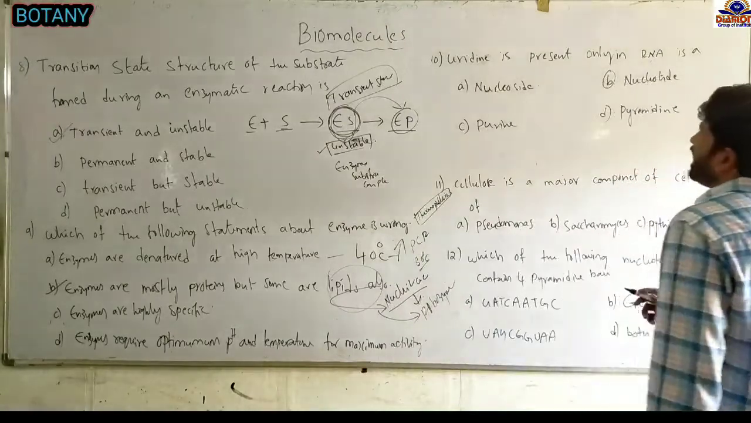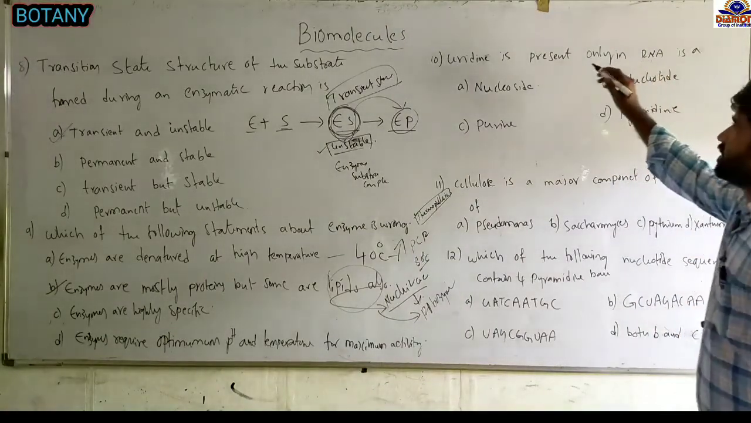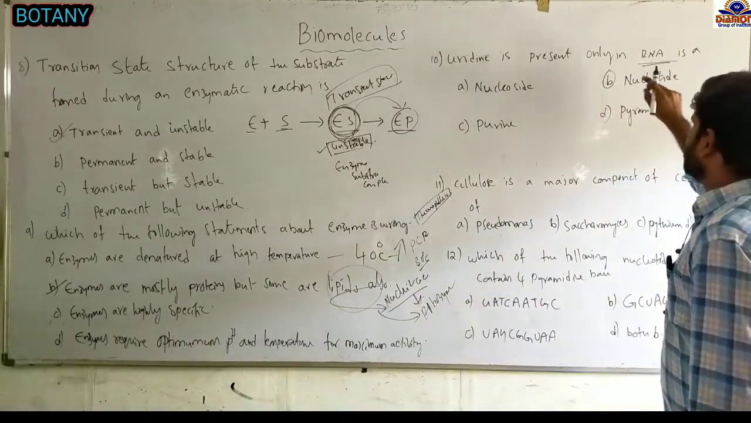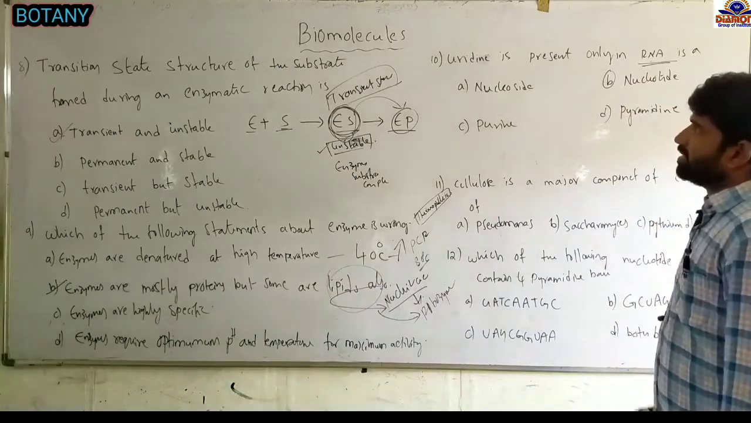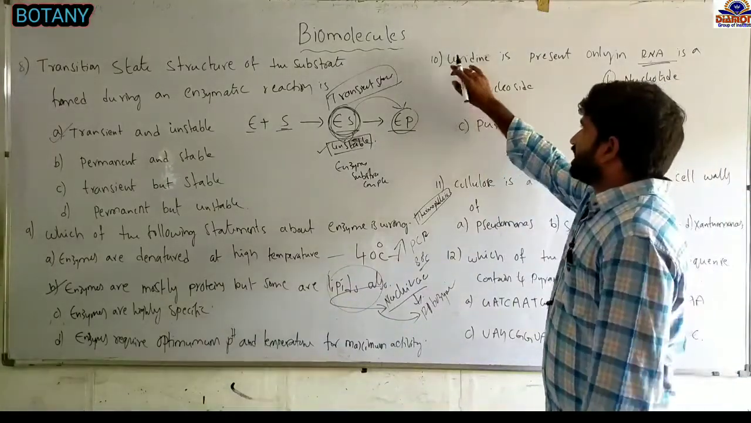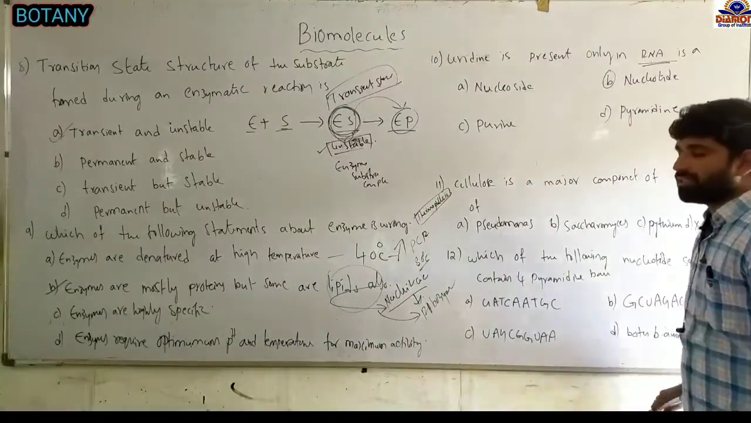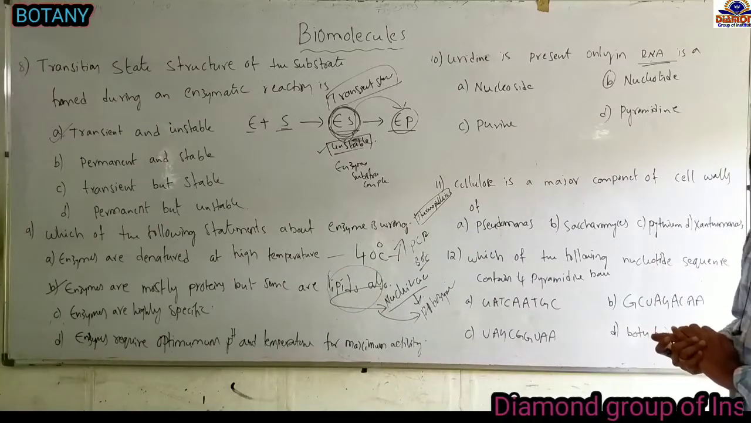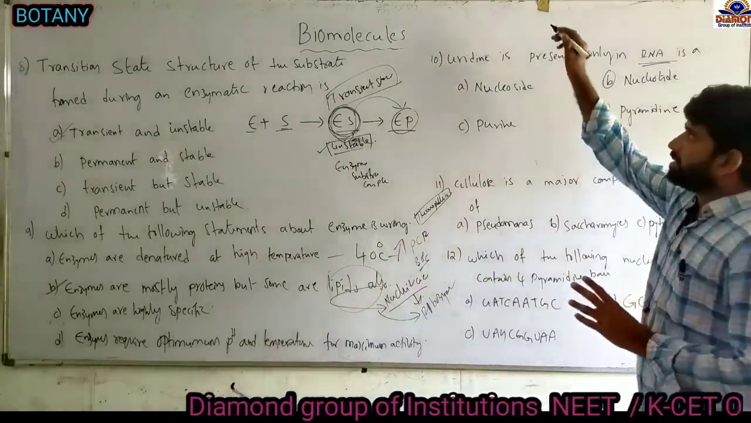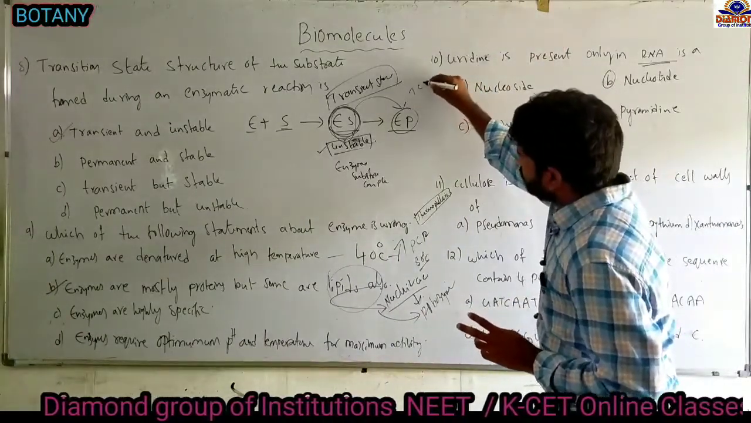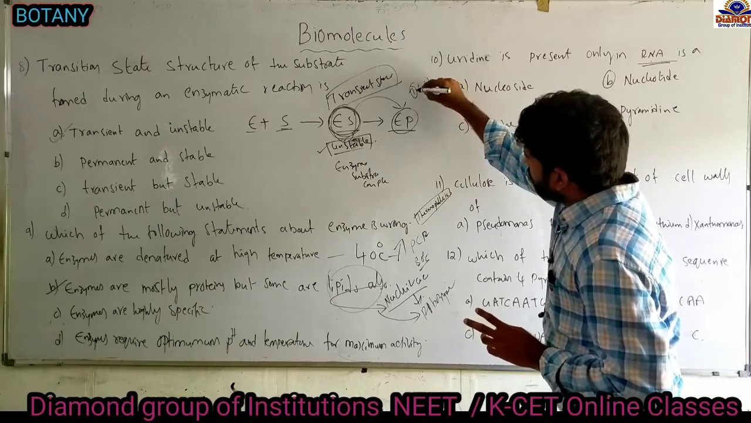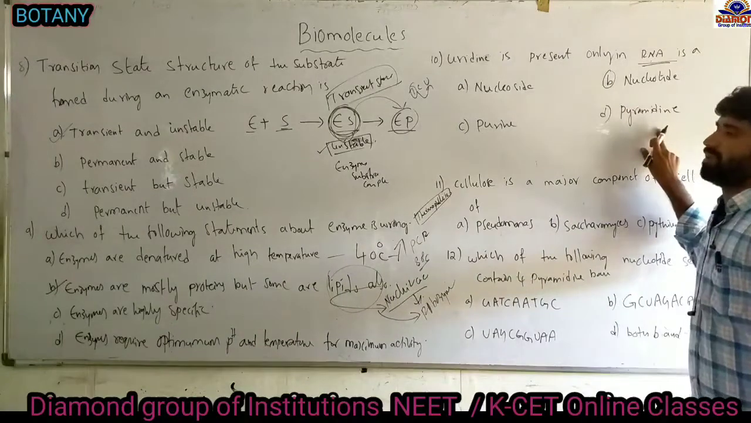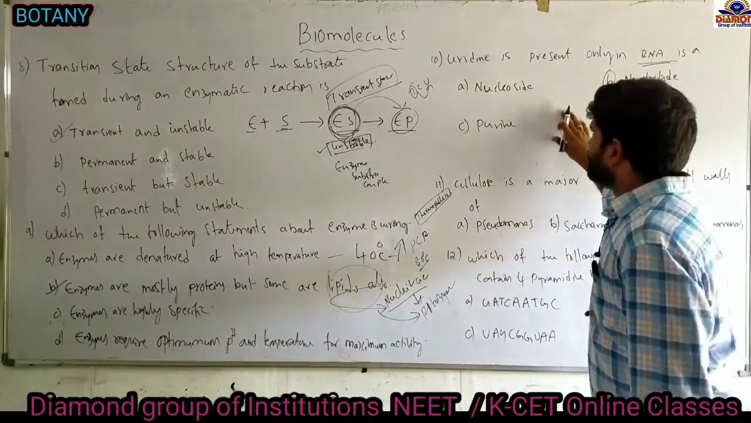Uridine, present only in RNA, is. So here uridine is a component present in the RNA molecule. The options are A, nucleoside, nucleotide, purine and pyrimidine. First you want to know that uridine belongs to the nitrogen bases. Nitrogen bases are classified into two types, purines and pyrimidines. The pyrimidines are thymine, cytosine and uracil. Instead of thymine, uracil is present in RNA, but here it is not given as uracil. If they had given uracil, we could consider it a pyrimidine. But here it is not uracil, it's uridine.